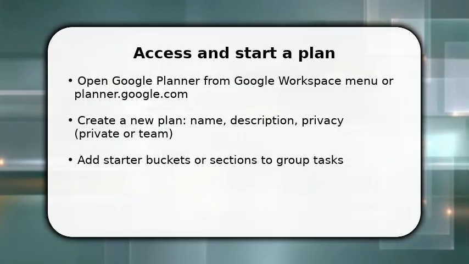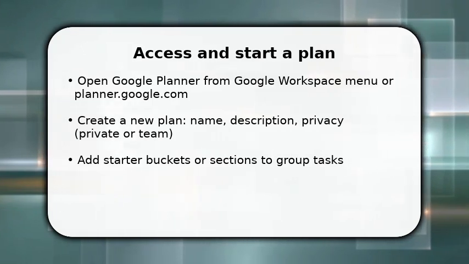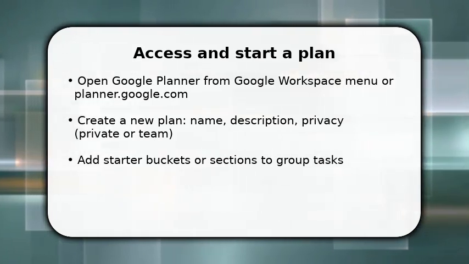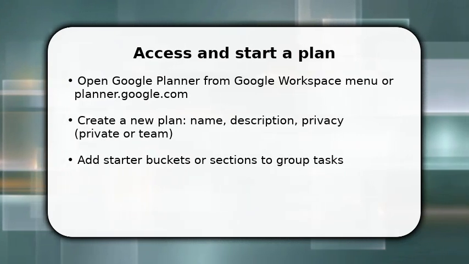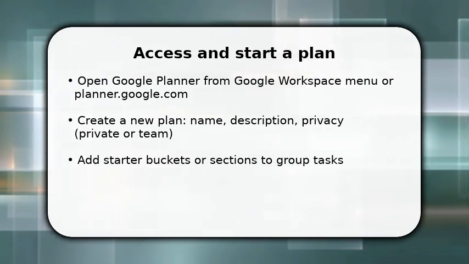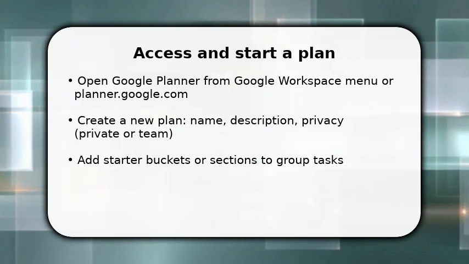You start by opening Google Planner in your workspace and creating a new plan. Name it clearly and set privacy. Once done, add starter buckets or sections to map major phases because structure drives execution.